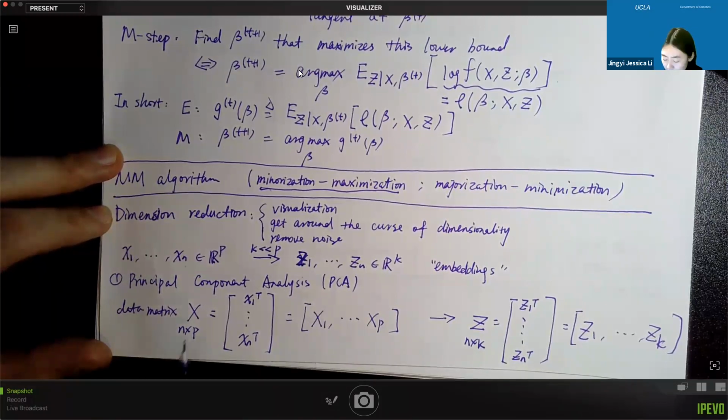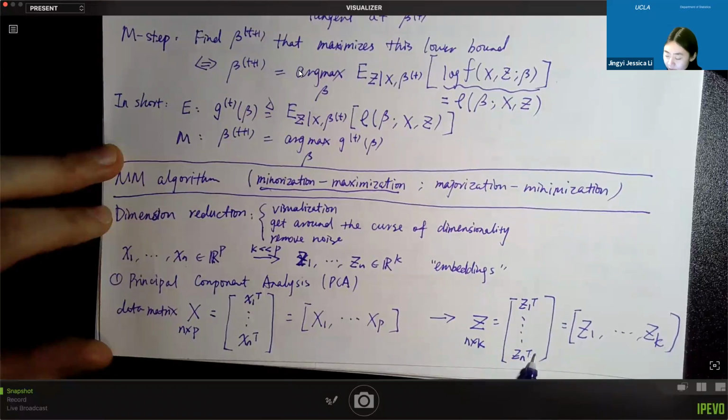So the general goal of doing dimension reduction is to find a way to embed those n data points into a lower dimensional space. Instead of a p-dimensional space, we want to find a much smaller k so that we can represent these n data points by an n by k matrix.